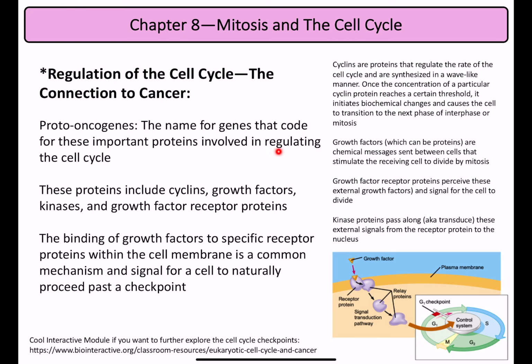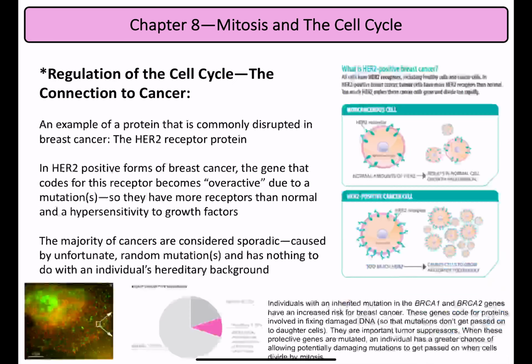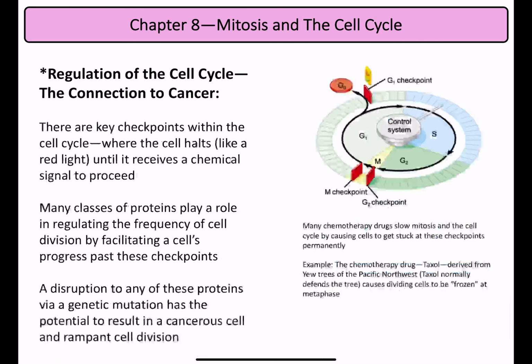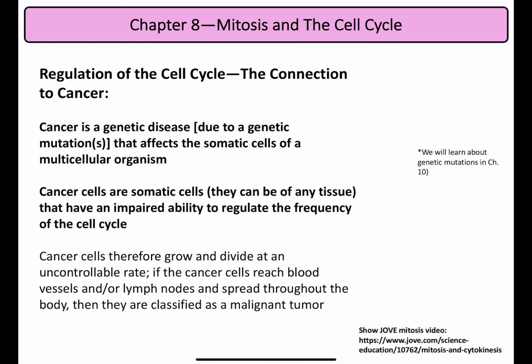There's a name in cancer biology for any gene that codes for a protein that's essential for regulating the cell cycle, and these are called proto-oncogenes. Those are genes that code for proteins that regulate the cell cycle. That's it for Chapter 8, the first half. We'll talk more about mutations later on in Unit 3 when we get to Chapter 10.